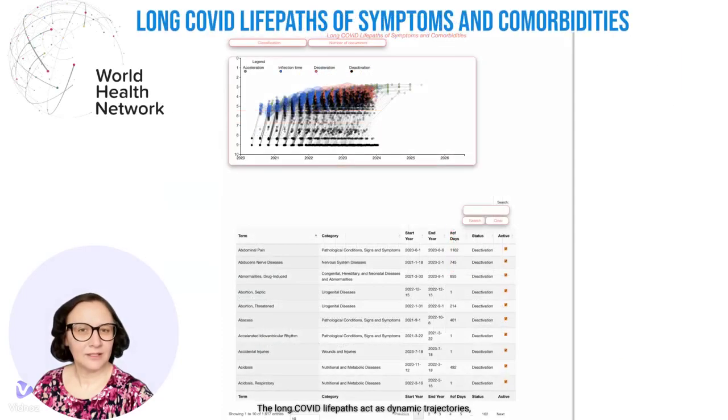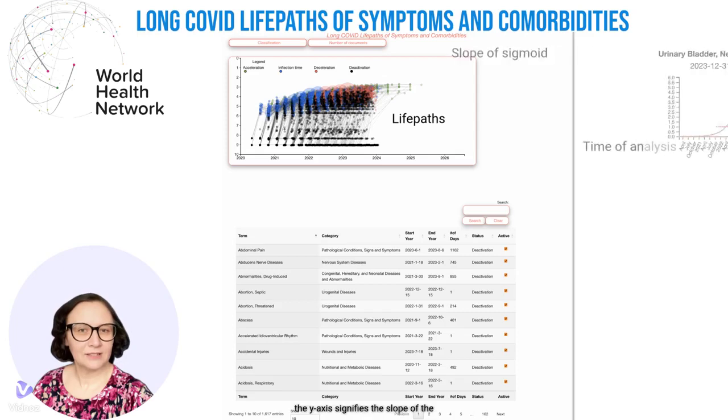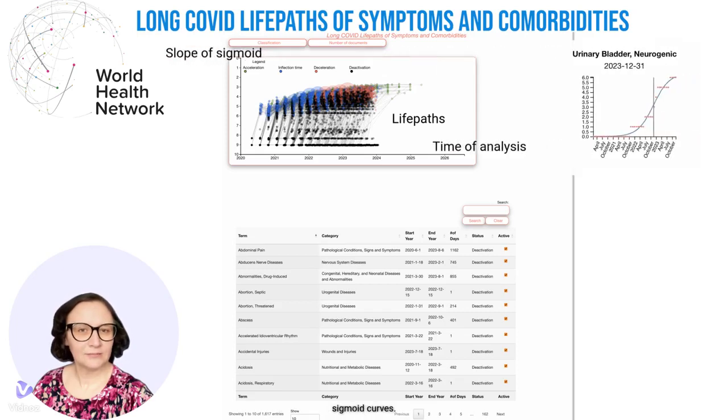The long COVID life paths act as dynamic trajectories, providing a visual representation of the evolving patterns within documents related to diseases and chemical terms. These life paths illustrate the journey of terms through the parameter space. On the graphical representation, the x-axis corresponds to the time of analysis, while the y-axis signifies the slope of the sigmoid curves. Each life path is marked by events, represented by dots, symbolizing the outcomes of fitting term time series to sigmoid curves. The color-coded dots are instrumental in conveying analysis results.